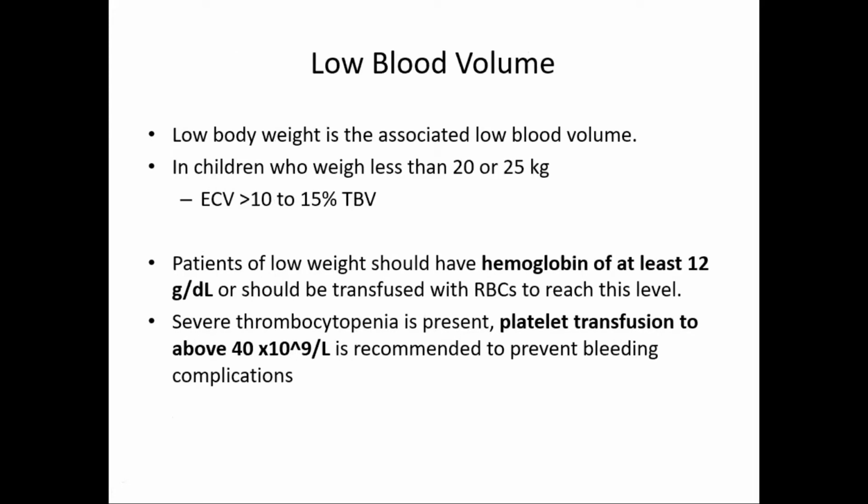Coming to low blood volume individuals, low body weight individuals are always associated with low blood volume. In a child who weighs less than 20 to 25 kgs, the extracorporeal volume of the circuit will be beyond 10 to 15%. In such individuals, anyone who has a lesser blood volume should have a minimum hemoglobin of at least 12 grams before you start the procedure. If it is not 12 grams, transfuse prior to apheresis, then start the procedure.